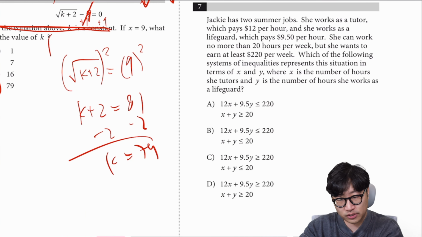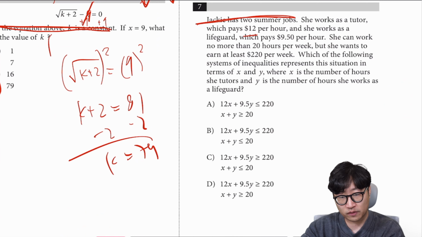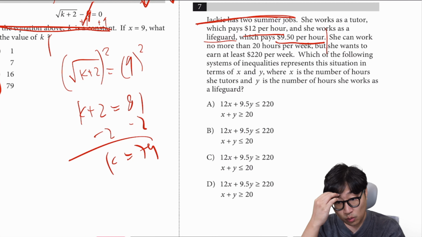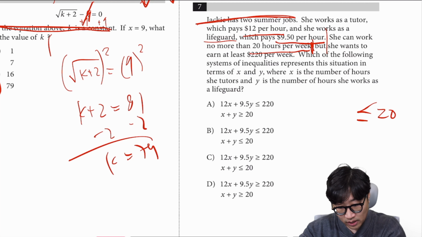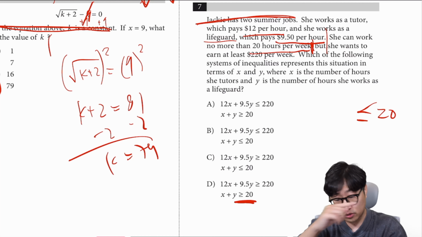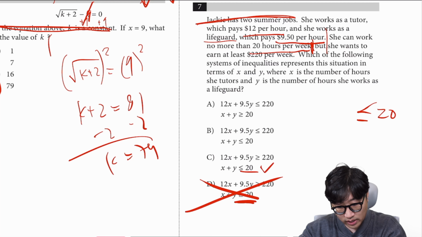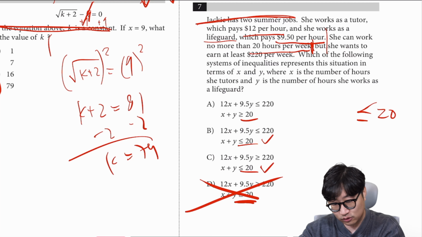Jackie has 2 summer jobs. Cool story, bro. She works as a tutor, $12 an hour. Lifeguard, $9.50 an hour. Okay. She can work no more than 20 hours per week. So something about 20 or less. So if you take a look at it, starting from the bottom, that's got a wrong sign. It should be towards the 20. That's okay. That's okay. And that's wrong again.